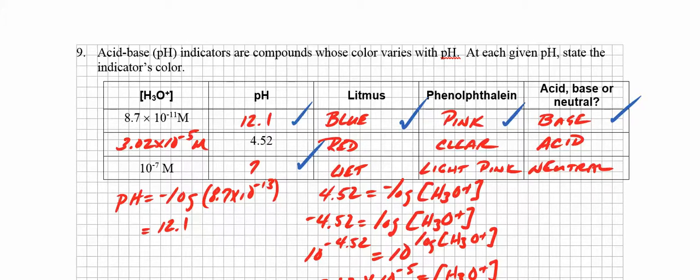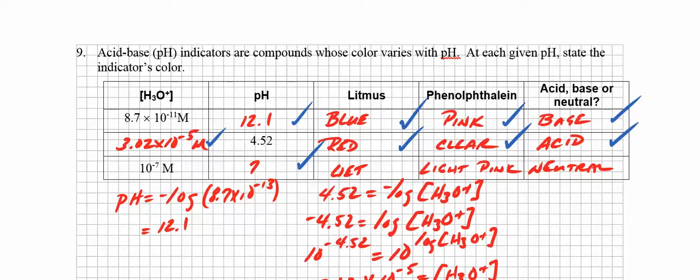I'm sorry, I skipped the second row. So let's go ahead and go to that second row there, 4.52. From pH is equal to minus the log of the hydrogen ion concentration or hydronium ion concentration, I get the hydronium ion concentration to be 3.02 times 10 to the minus 5. So that takes care of that little square right there. And then obviously 4.52 is less than 7, so this is going to cause blue litmus paper to turn red, phenolphthalein to be clear, and again it is an acid.